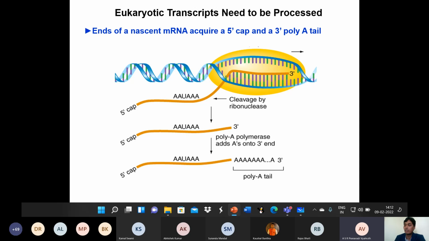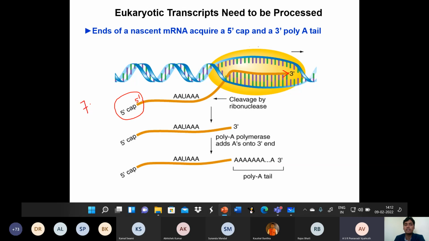For example, the overall idea about template strand, coding strand is the same, but in the nascent RNA, this is the 5' end, right? And it should always go towards the 3' end. So at the 5' end, one modified nucleotide should be attached. That is called 7-methyl guanosine. That is fixed for every mRNA, the modified nucleotide.